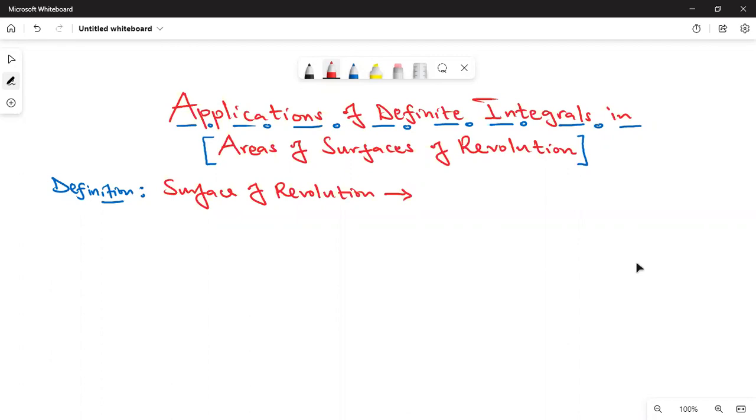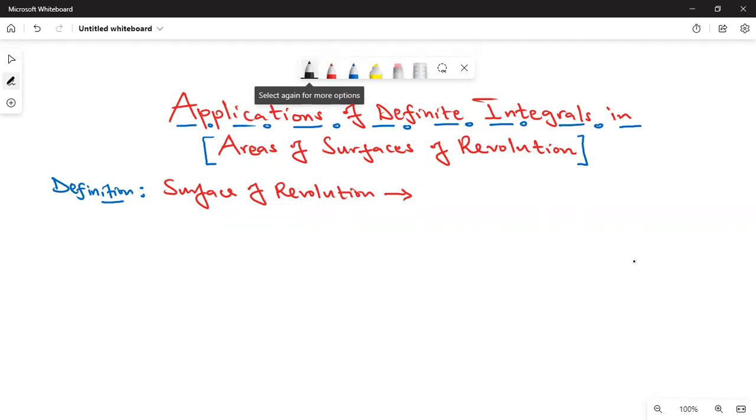So today we are going to look at Calculus 2 and our main topic is on applications of definite integrals, and in particular we are going to look at areas of surfaces of revolution. So first of all, we need to know what we mean by a surface of revolution.